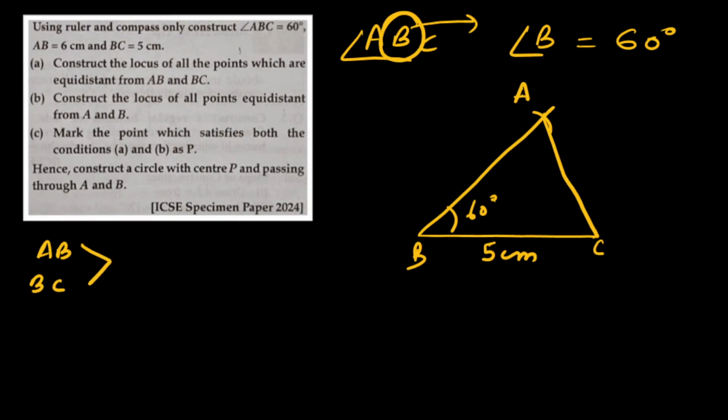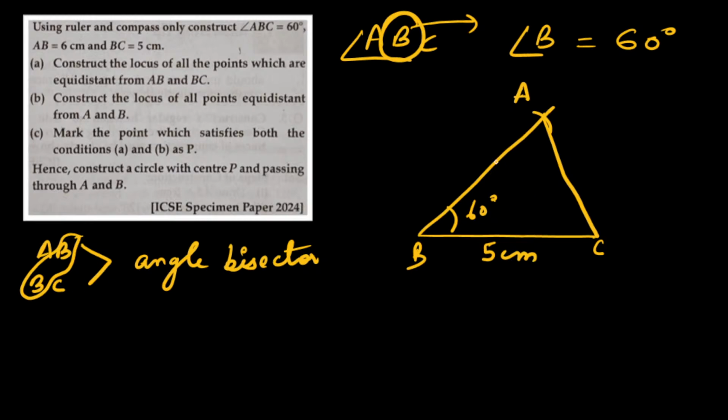So when a point is equidistant from any two lines, what do you have to draw? You have to draw the angle bisector. Angle bisector of which angle? This one, angle B. Point-wise, you can make a note so that you can easily attempt the construction question when you have to draw the locus of the points which are equidistant from two lines.